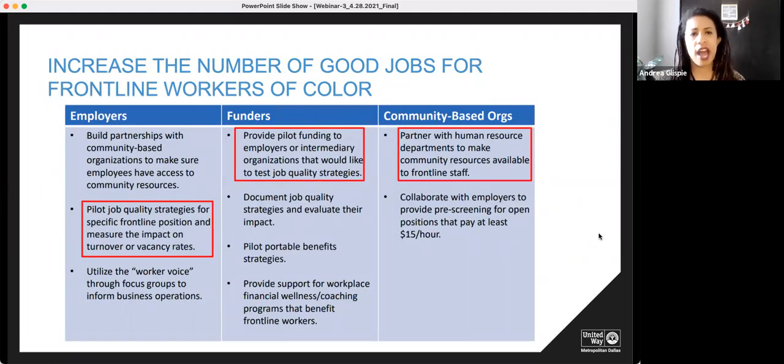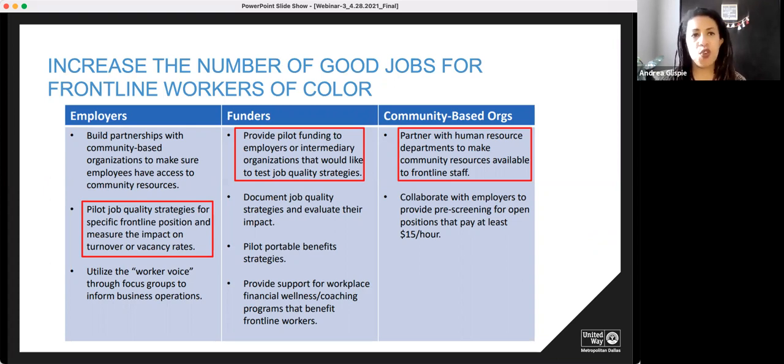So I want to just spotlight each recommendation and talk to you about basically what we mean by each recommendation in terms of what employers, funders, and community-based organizations can do to support and advance the recommendation.